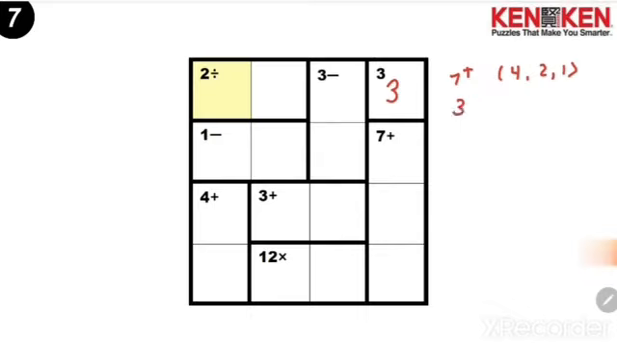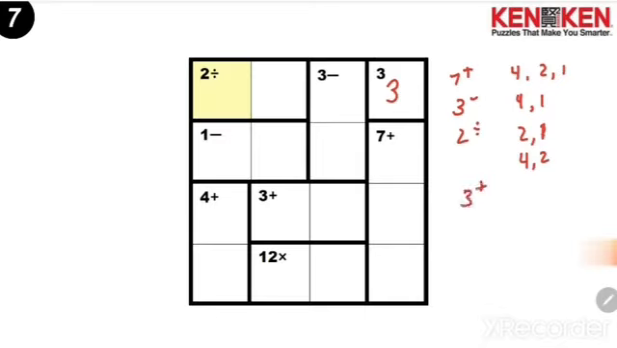3 minus, how can I do 3 minus? 4 and 1. Diba? 4 and 1. Can I do that in anywhere else? So no, 4 and 1 only. To divide, this is tricky. 2 and 1 and 4 and 2. Diba?